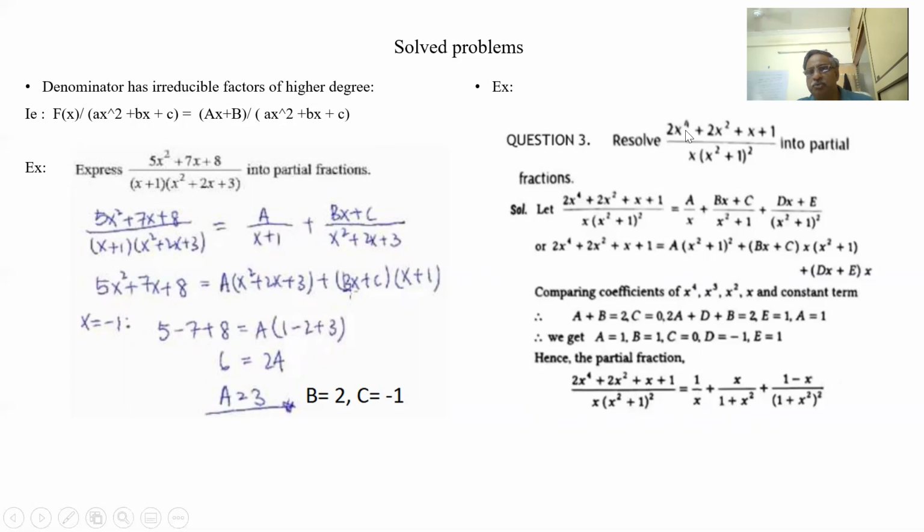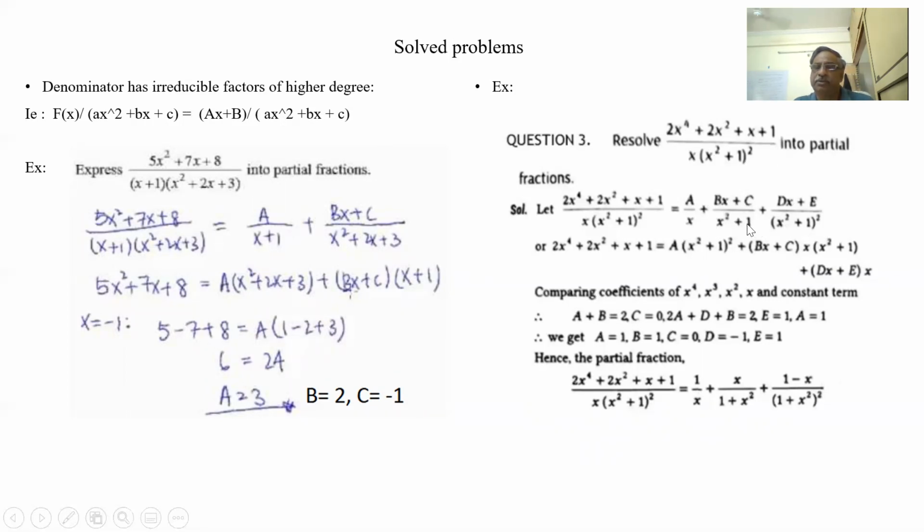Here, the top is x to the power of 4, and the bottom is x to the power of 4 into x to the power of 5. So this is definitely a proper fraction. Now we have to convert it into partial fractions. So this will be x squared. X can be written as A by x, and x squared plus 1 can be written as (Bx plus C) by x squared plus 1, or (Dx plus C) by (x squared plus 1) whole squared.